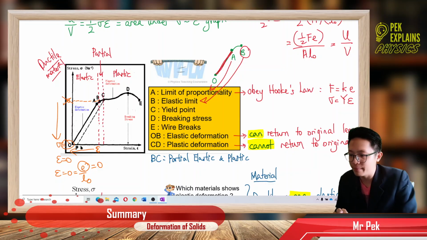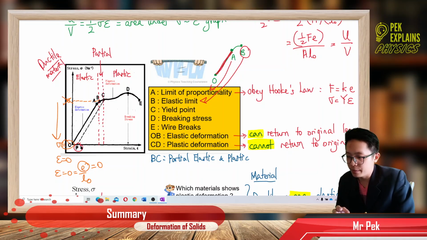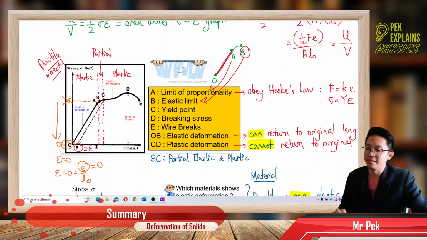The strain now becomes, let me show you, P. The strain becomes P. So it has a small amount of elongation already. When you pull to C and release the stress back to 0, the strain cannot go back to 0.